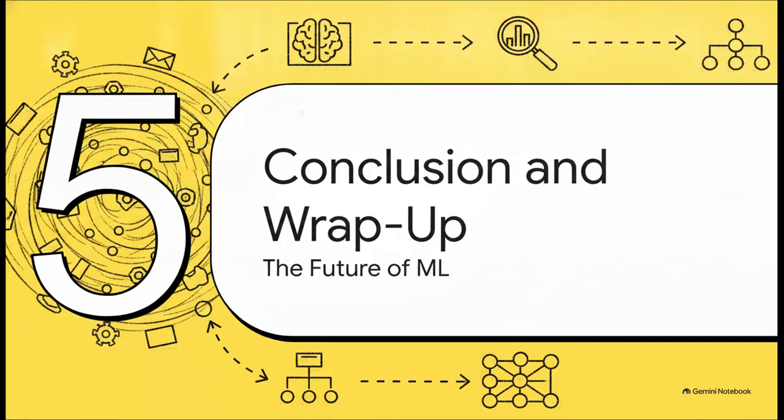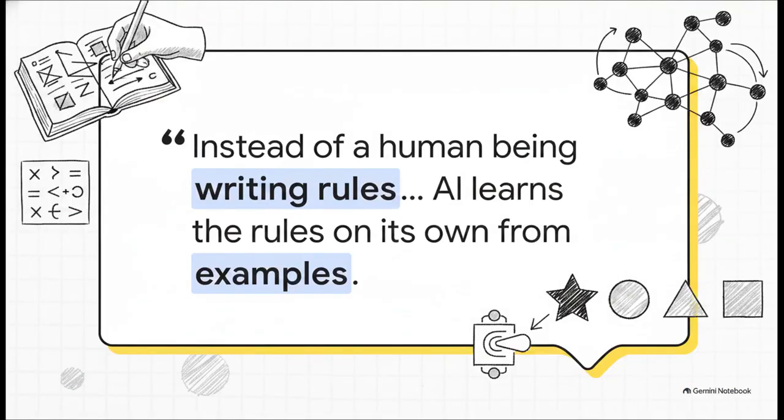All right, part 5, conclusion and wrap up. Let's bring this all together. If you take away just one single thing from this explainer today, let it be this. Machine learning is not magic. It's simply statistical pattern recognition scaled up to an unimaginable degree by raw computing power and massive mountains of data.